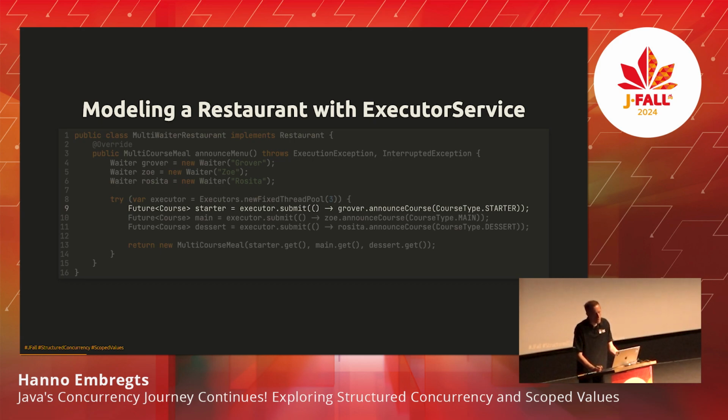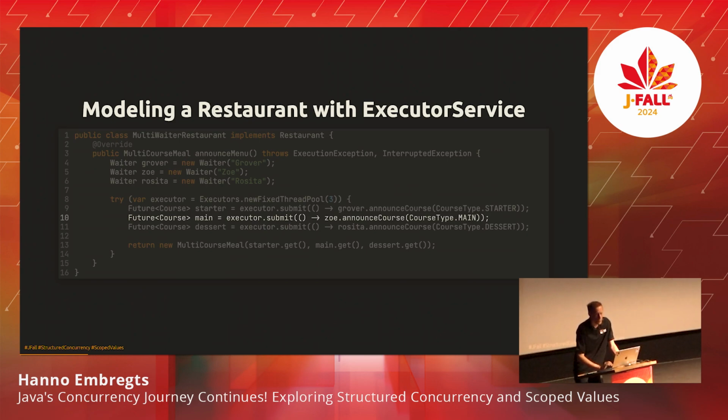Well, then the entire announce menu method that we see here is going to wait for main.get because it takes a long time. But by this time, we already know that starter.get is going to throw an exception. So that's kind of unfortunate because we're waiting for a result that we already know is not going to help us. We will never be able to construct a valid multi-course meal here, because one of the gets is going to fail. So that is not ideal.